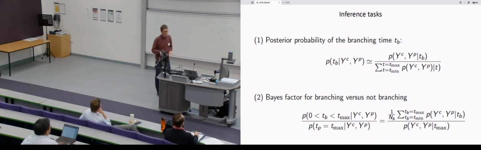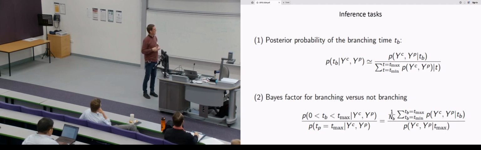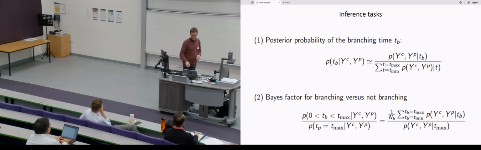And then the inference tasks are, where's the branching time? If you've got some data, I want to pin down the time where they branch. And then, is there evidence of branching is another thing you can use a Bayes factor for.